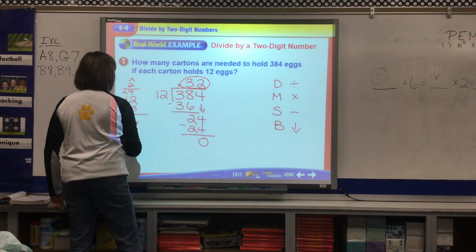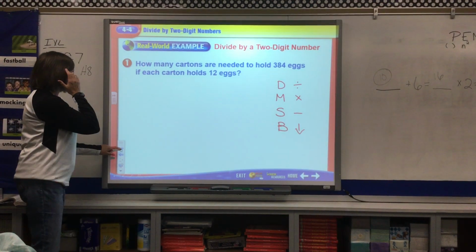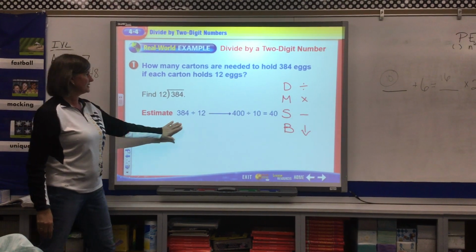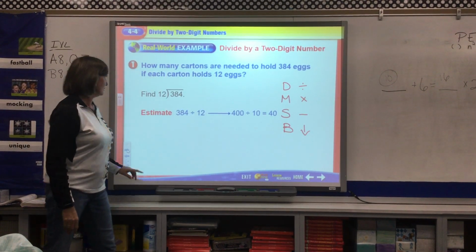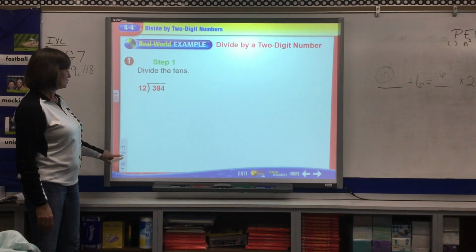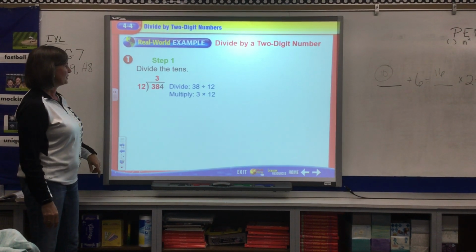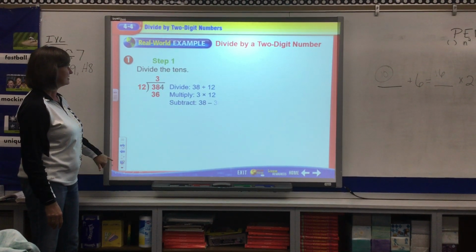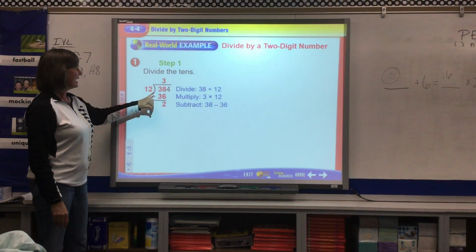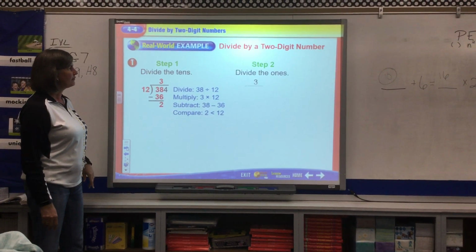So very quickly, I'm going to go through their example. They said their estimate is going to be 40. We'll see if we got close to that. You start with dividing the tens. 12 goes into 38, as we said, 3 times. Then you multiply, and we got 36. Remember, you want to get as close to this number as you can without going over. When you subtract, you get 2. Next step is to bring down that 4.